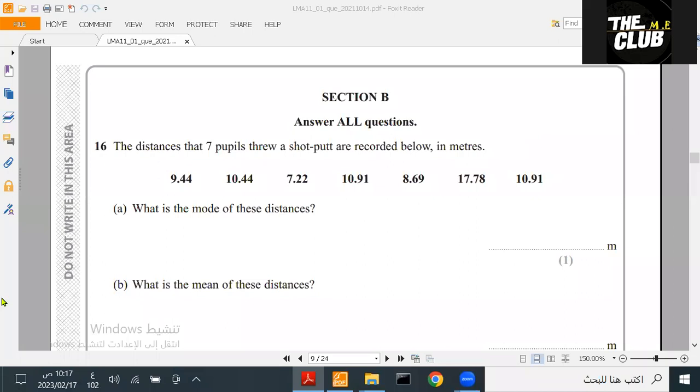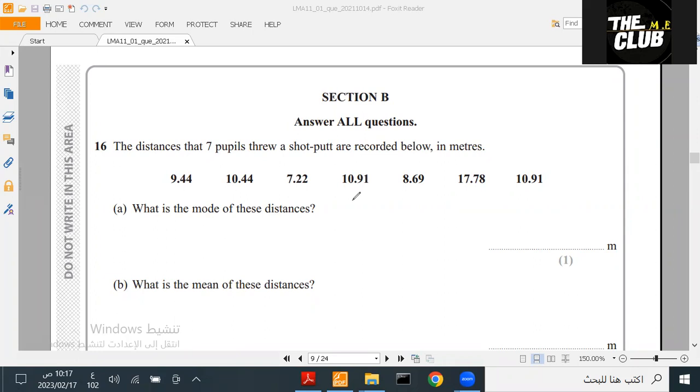Okay, 2021 October, section B. We're going to start with question 16. The distance that 7 pupils threw a shot put are recorded below in meters. So these are the distances that we have. Now, what is the mode of these distances?